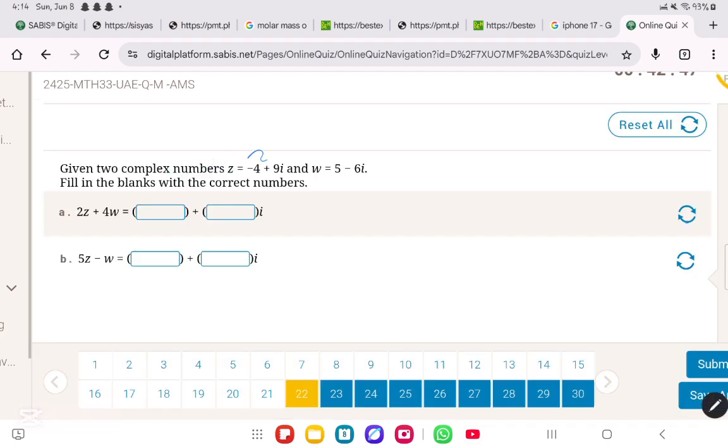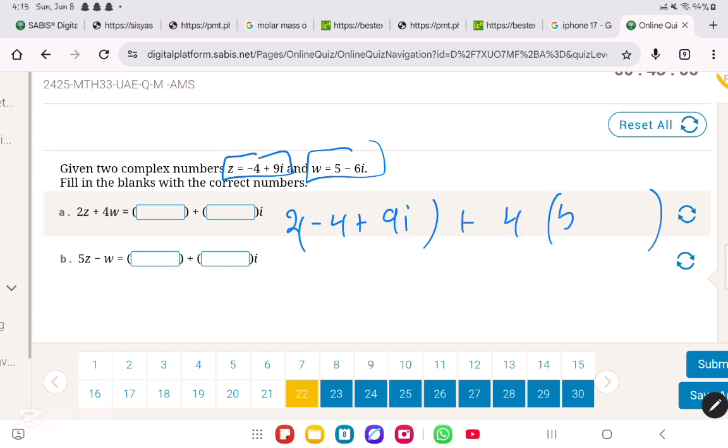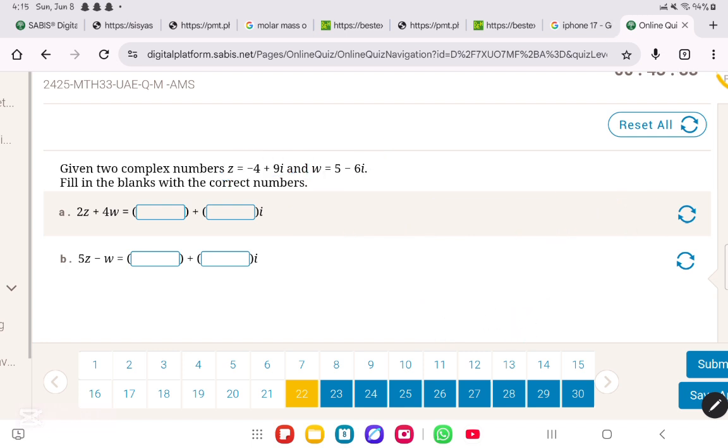Okay, so given two complex numbers z, which is minus 4 plus 9i, and w, which is 5 minus 6i, we will need to fill in the blanks. Very simply, what I will do is I will do 2, and then open the brackets. 2 times minus 4 plus 9i, plus 4, open the brackets, 5 minus 6i. So it becomes minus 8 plus 18i, plus 20 minus 24i. So minus 8 plus 20 gives us 12. And then 18i minus 24i gives us minus 6i. So for part A, the answer is 12 minus 6i.